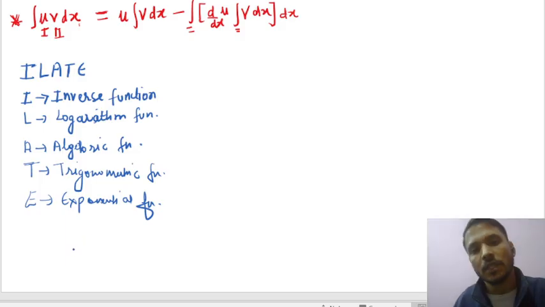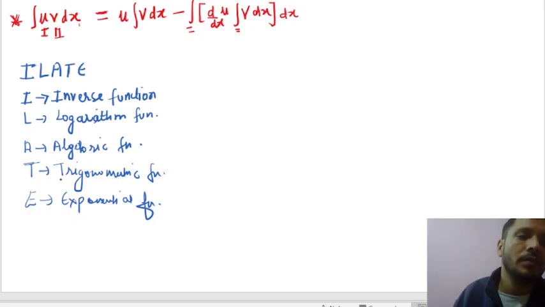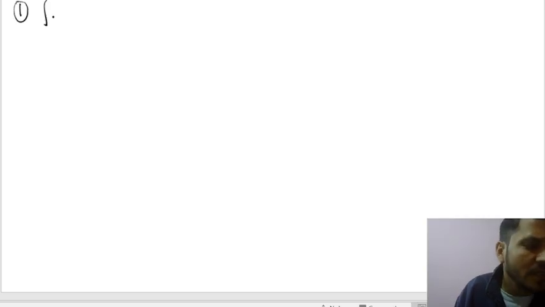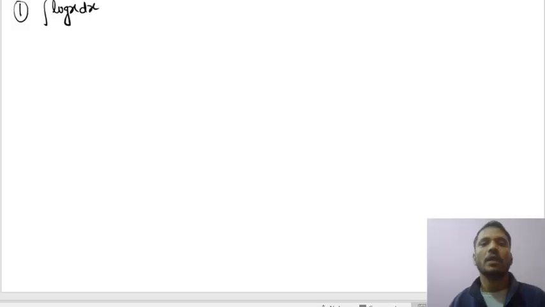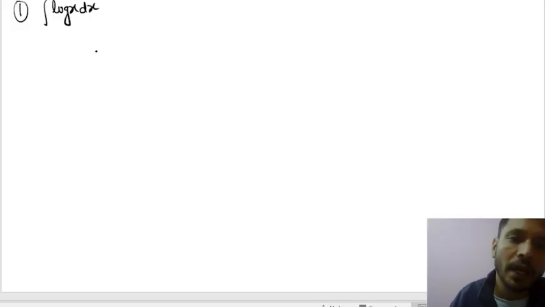Now we'll take some examples to understand it more clearly. Let us suppose the first example: you have to integrate log x. How can we integrate it? We don't have any direct formula for the integration of log x. That means we again have to apply the integration by parts concept.